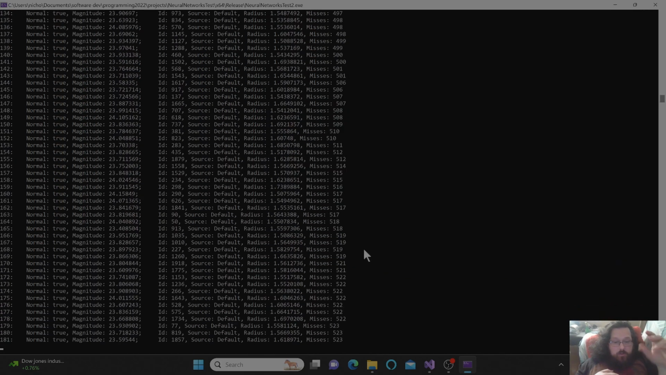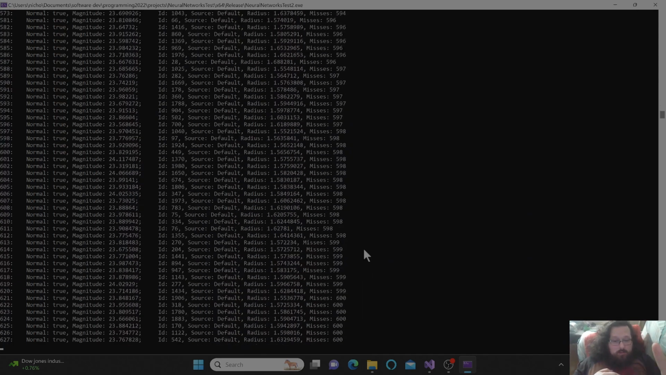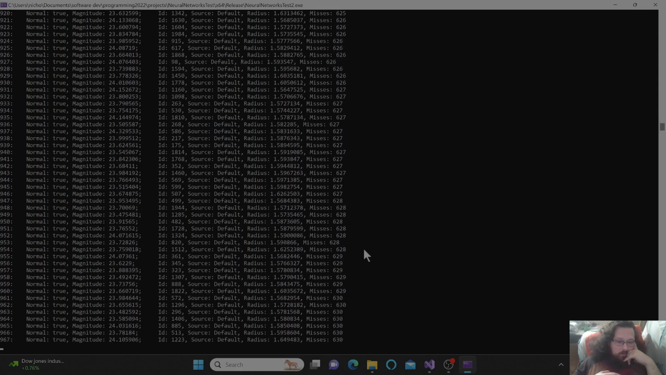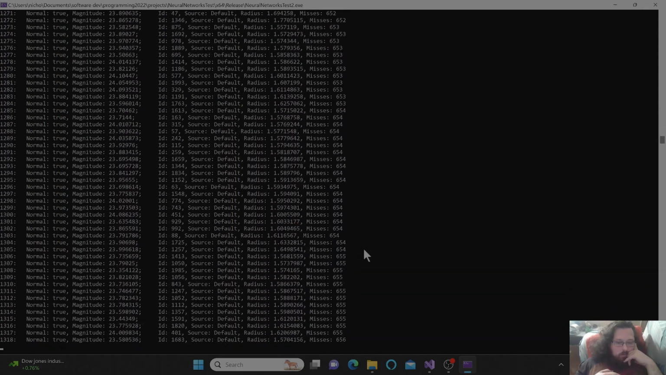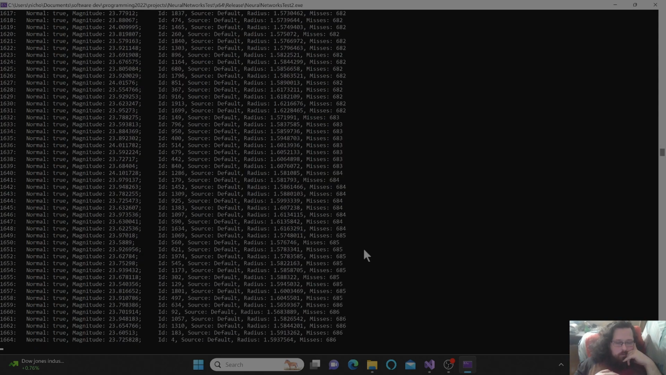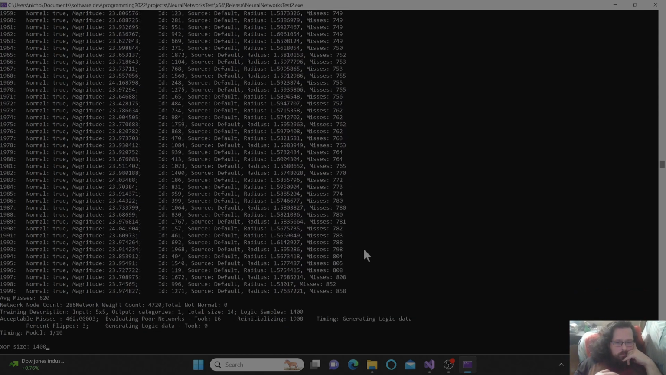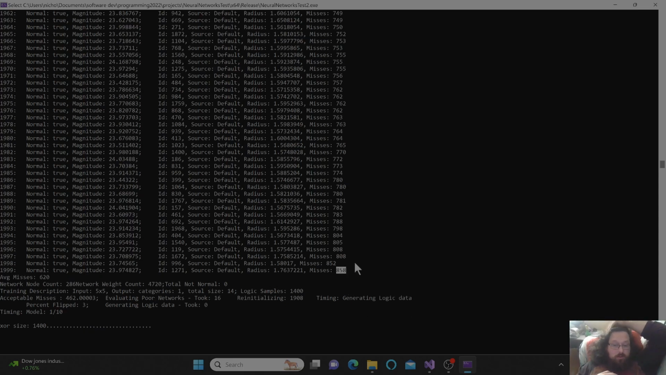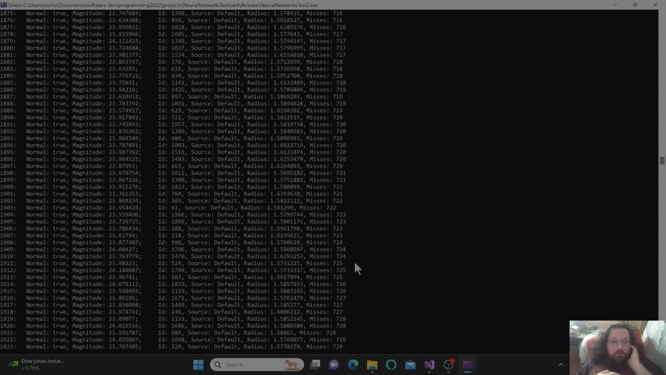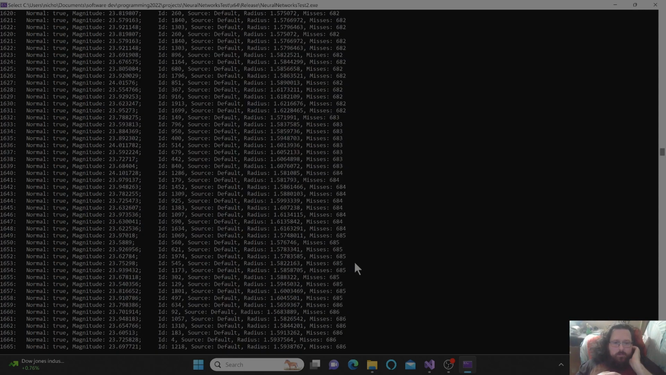Okay, the model generation just ran. It's printing out the networks, and we're going to see what we got when we get to the bottom. The worst network after 10 trainings has 858 misses. It has a radius of 1.7. It's network 1271, with a magnitude of 23. That's the worst network that you could get after training 10 times. Let's see what the best network looks like. I scroll to the top.